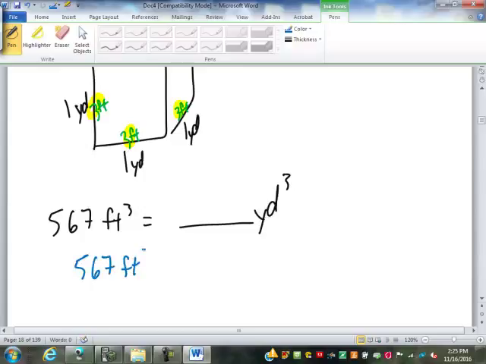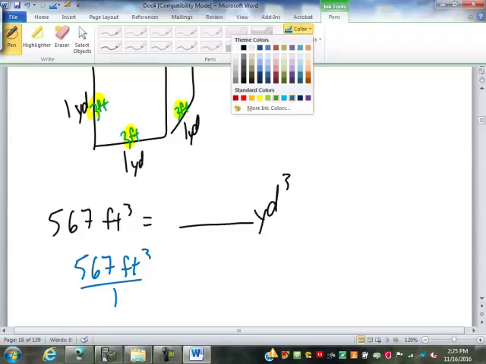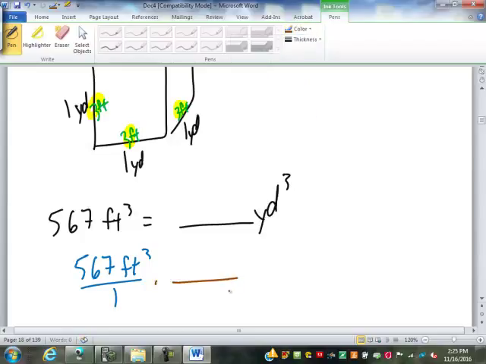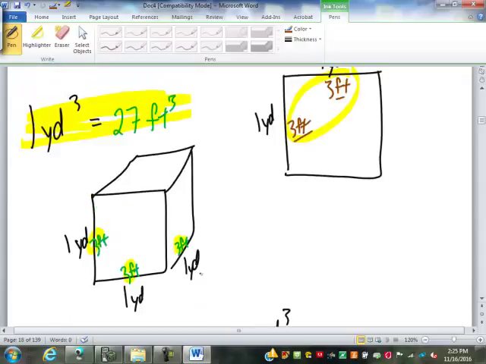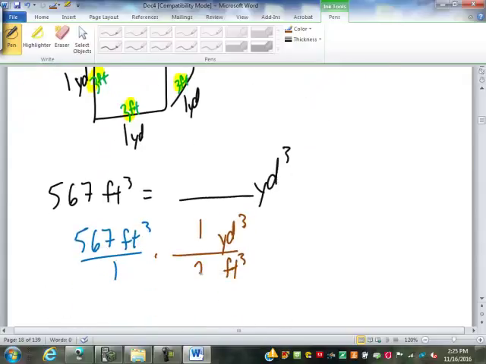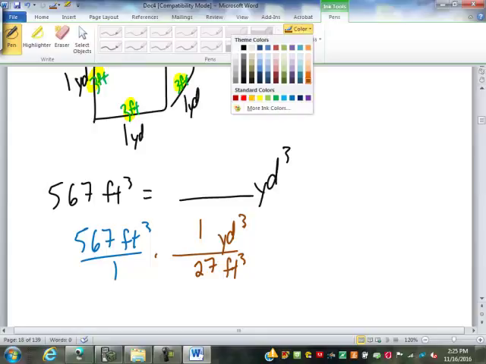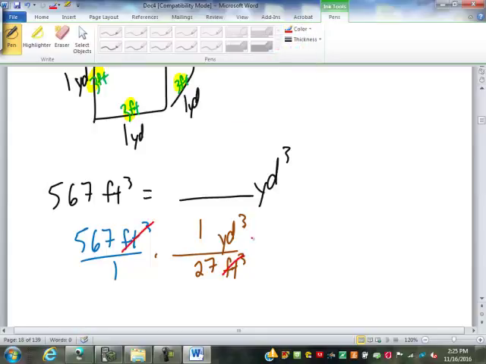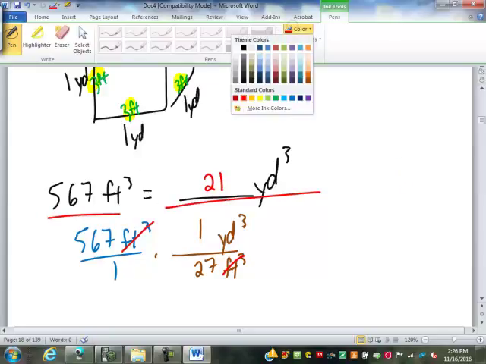So 567 cubic feet over 1. Cubic feet on bottom and cubic yards on top. 1 cubic yard is, look up here, 27 cubic feet. So the cubic feet cancel out. Since the 27's on bottom, we're dividing by it. 567 divided by 27 is 21. So 567 cubic feet is 21 cubic yards.